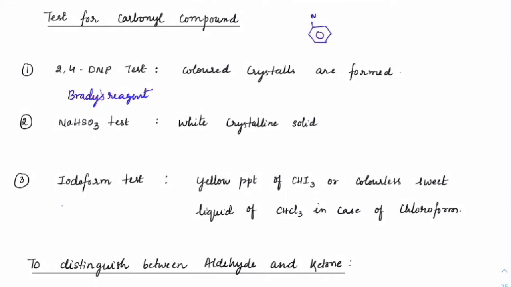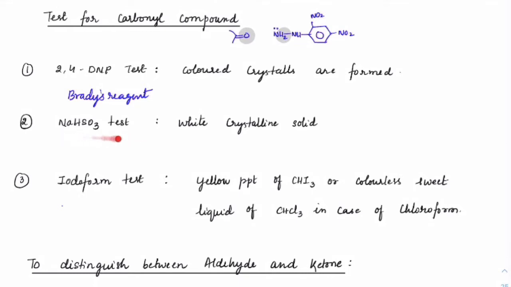2,4-dinitro like this, and phenyl hydrazine. So this NH2 will react with the carbonyl compound here. So this O and this H2 will react to form a C double bond N connection, which will crystallize in a colored form. So that's how we get a confirmation for carbonyl compounds.